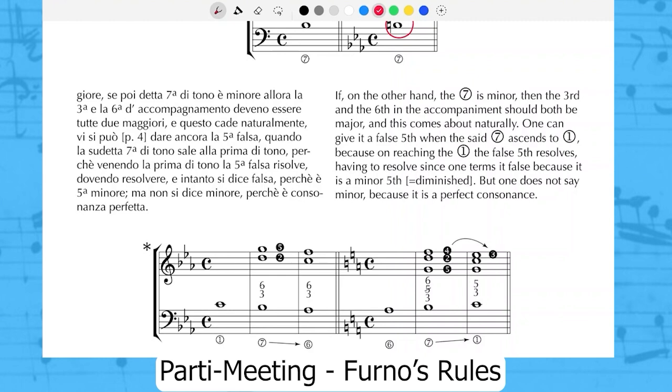One can give it a false fifth when the said 7 ascends to 1, because on reaching the 1, the false fifth resolves, having to resolve. One terms it false because it is a minor fifth or diminished, but one does not say minor because it is a perfect consonance. Okay, is that point clear? Okay.